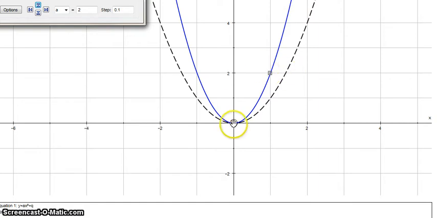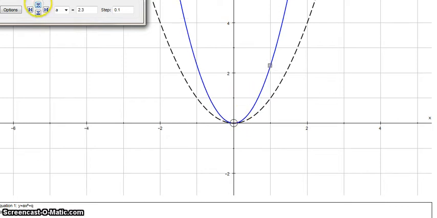The point at the origin is 0. 0 times 2 is still 0, and so it's still at the origin. If I take a different a value, same sort of thing happens, but by a different factor. So every point is times by 2.5. Every y coordinate is times by 2.5.